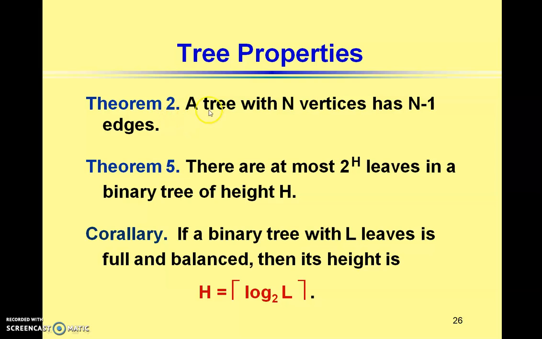Tree properties. Okay. A tree with n vertices has n minus 1 edges. There are at most 2 to the h leaves in a binary tree of height h. Remember, the height is how far away you are from the root. If a binary tree with L leaves is full and balanced, then its height is log base 2 of L. I guess I should have tried to show you how we got up to that, but you guys remember your mathematics. This is 2 to the h up here for theorem 5. Well, this says 2 to the h is equal to L.